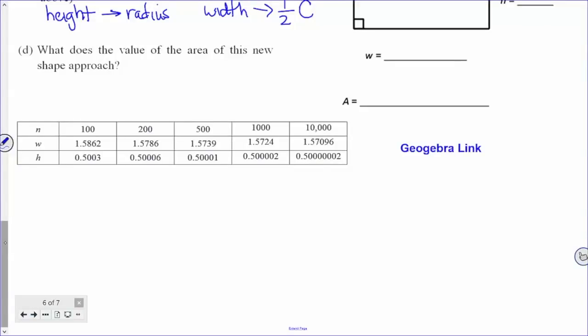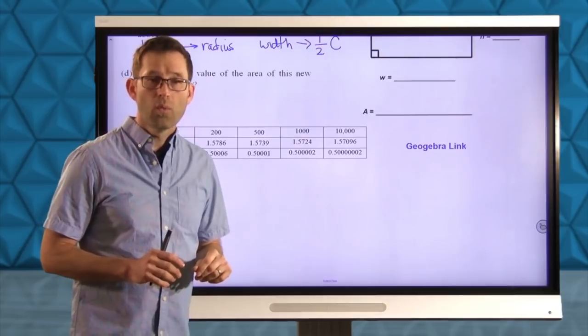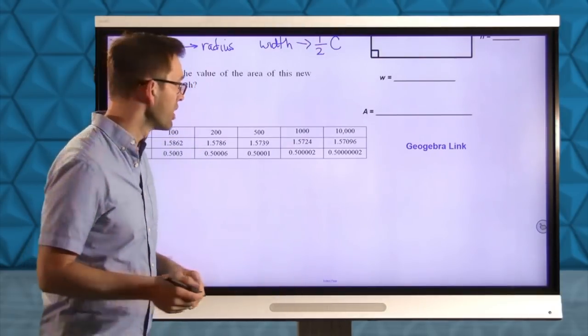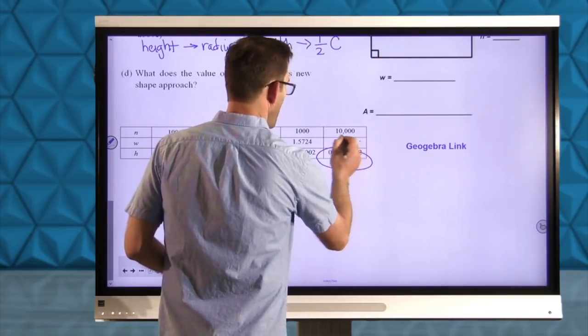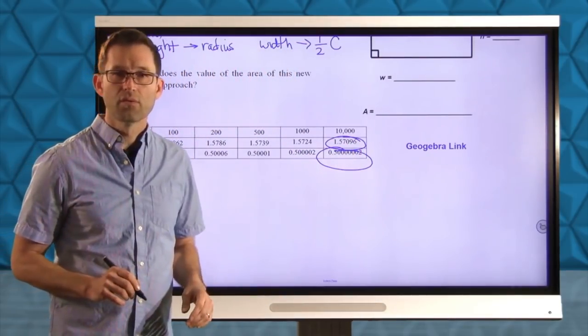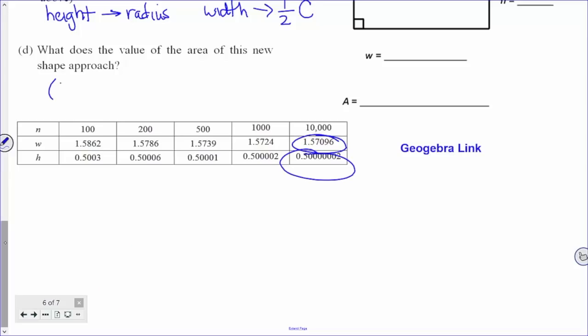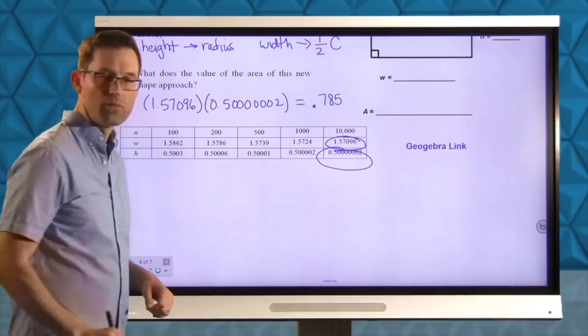Now it says, what does the value of the area of this new shape approach? Well, we can calculate the area of a rectangle or parallelogram by simply taking its height and multiplying it by its base, right? So if I did that calculation, 1.57096, multiplied by 0.5000, how many zeros are there? 1, 2, 3, 4, 5, 6. 5, 6, 2. If I did that, what I would find is an area of about 0.785, right?